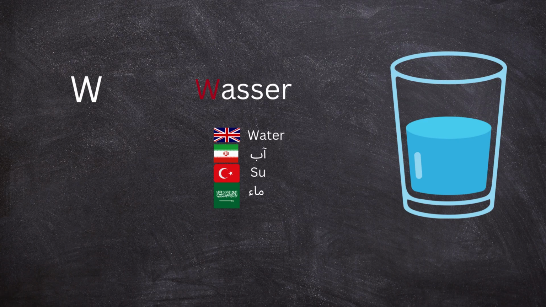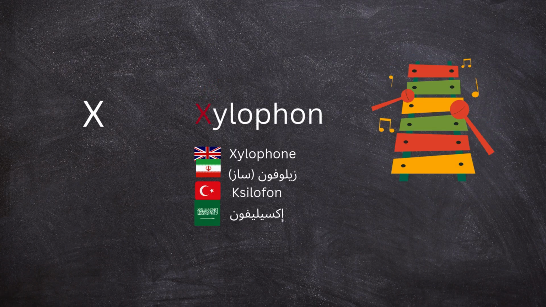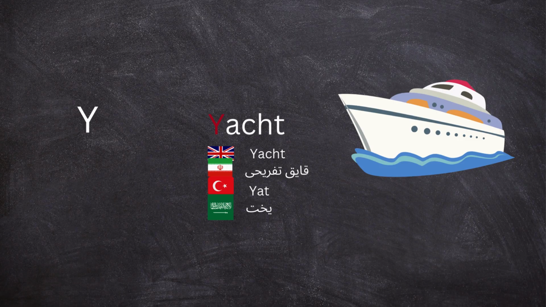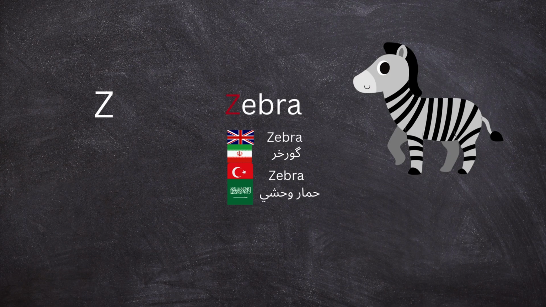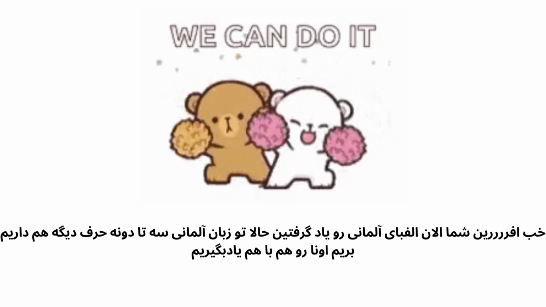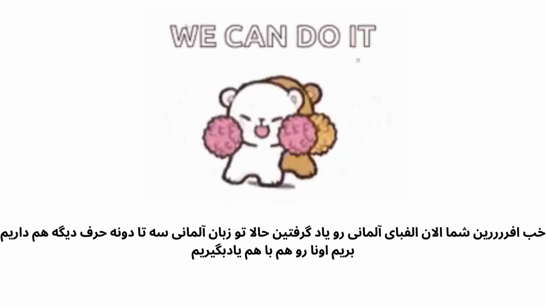The next letter is X, like in Xylophon. Next letter is Y, like in Yacht. Next letter is Z, like in Zebra. Great job! You've now learned the German alphabet.